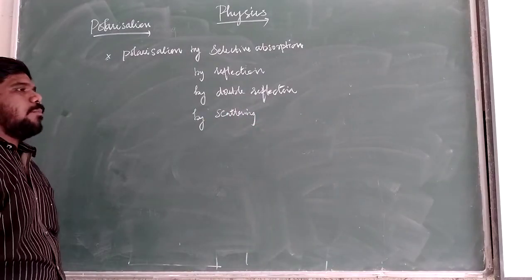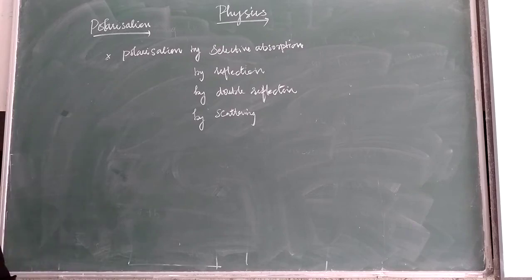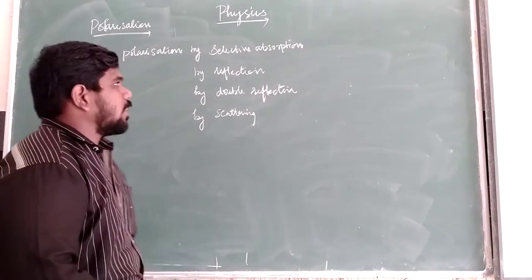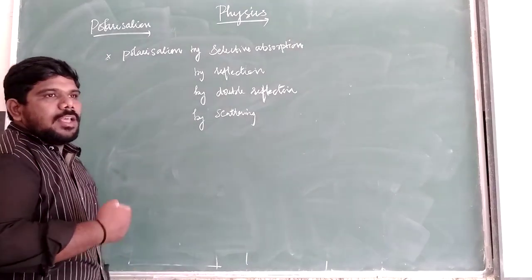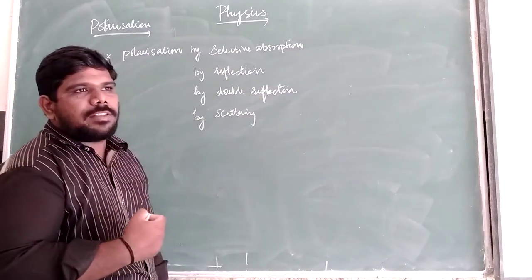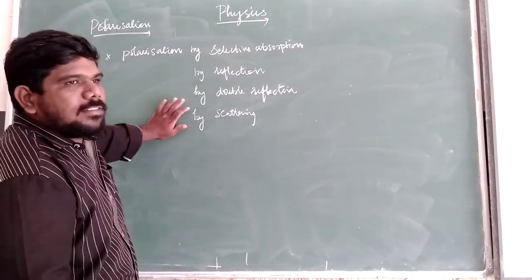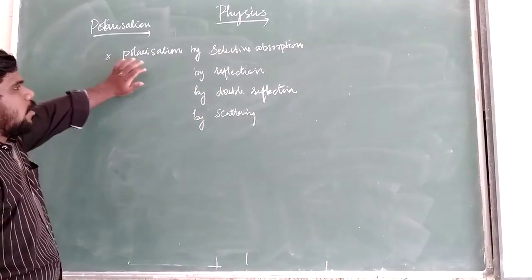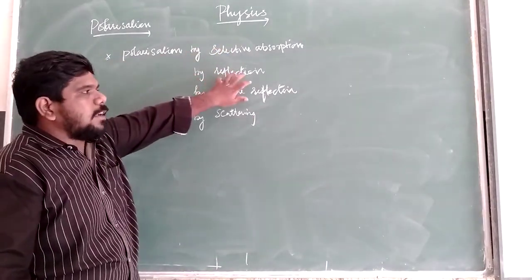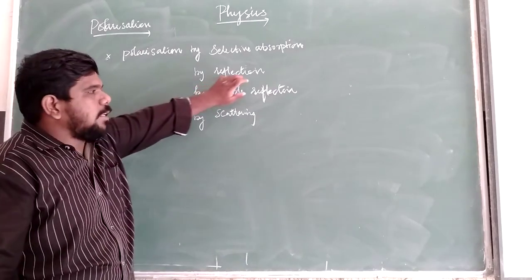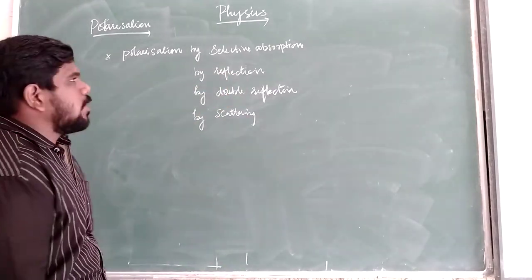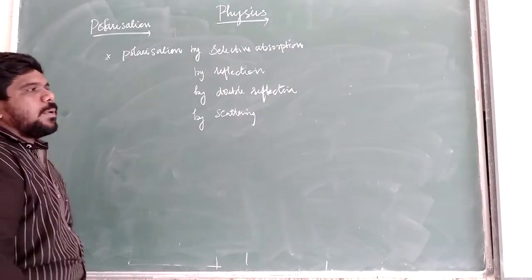So polarized light can be obtained by converting unpolarized light by the following techniques: polarization by selective absorption, polarization by reflection, polarization by double reflection, and polarization by scattering. In these, selective absorption is the property of a material.